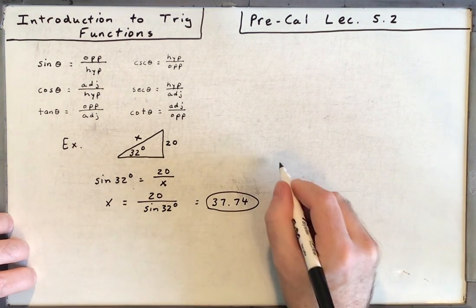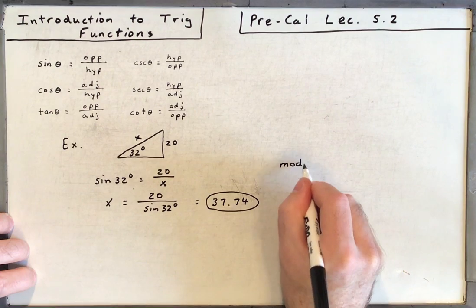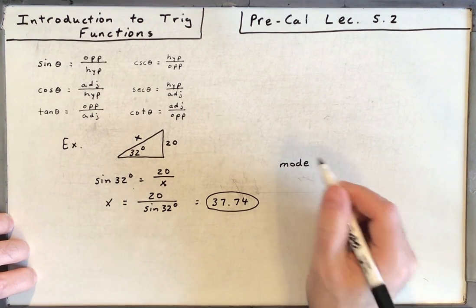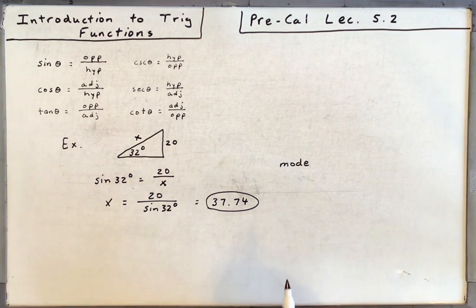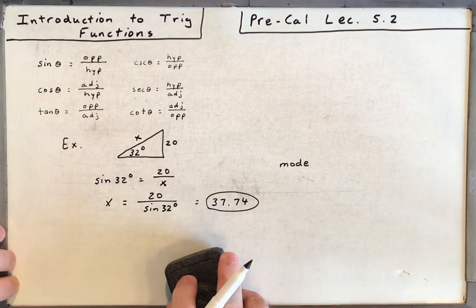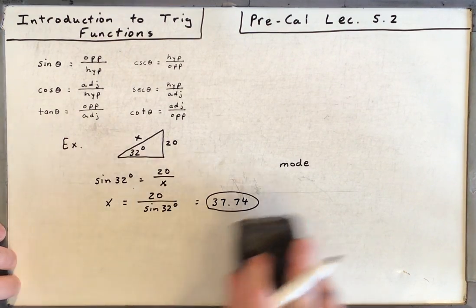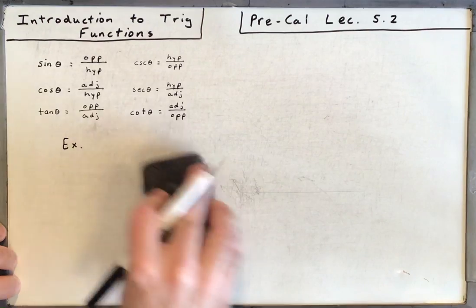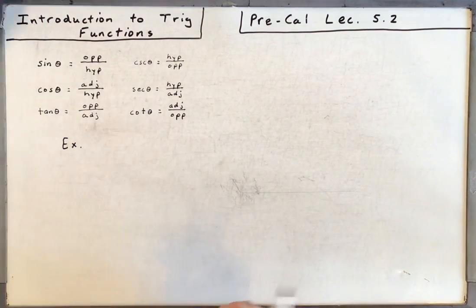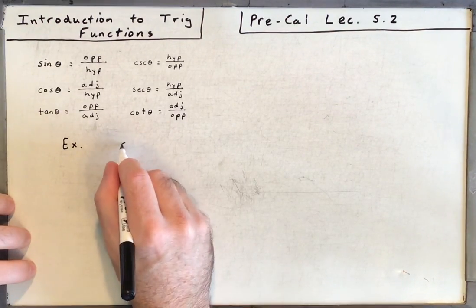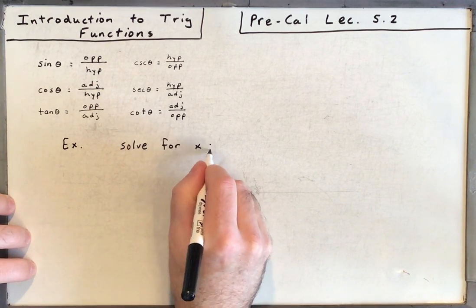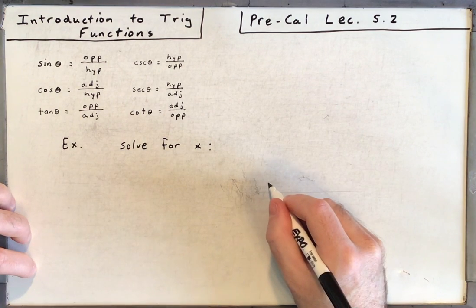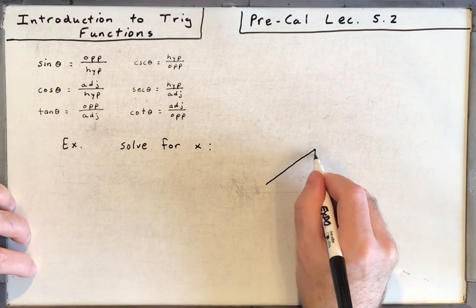If you have a TI, you would just go to mode and change it. You'll have to, on the test for this section, be able to go back and forth between degrees and radians. All right, and then one more, and that'll finish up this lecture. So we want to solve for x. And this is the triangle of interest.